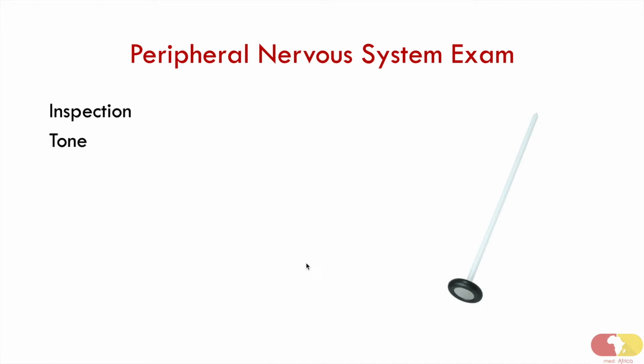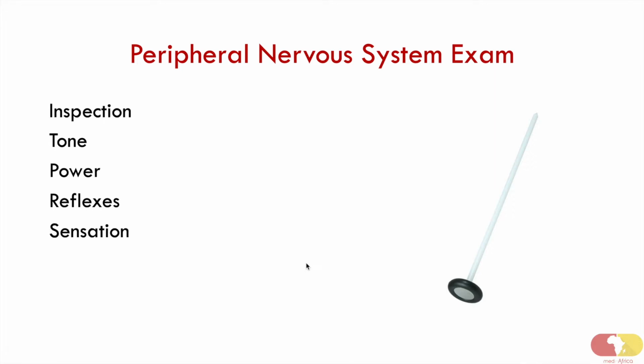From there, we'll move on to examining the tone and seeing if there is any reduction or increase in the muscle tone. We examine the power, going step by step, working through the upper limbs and the lower limbs to see if there's any change in the power. We then examine the reflexes. These are the deep tendon reflexes, and with this as well, you go step by step, working through the upper limbs and down the lower limbs.